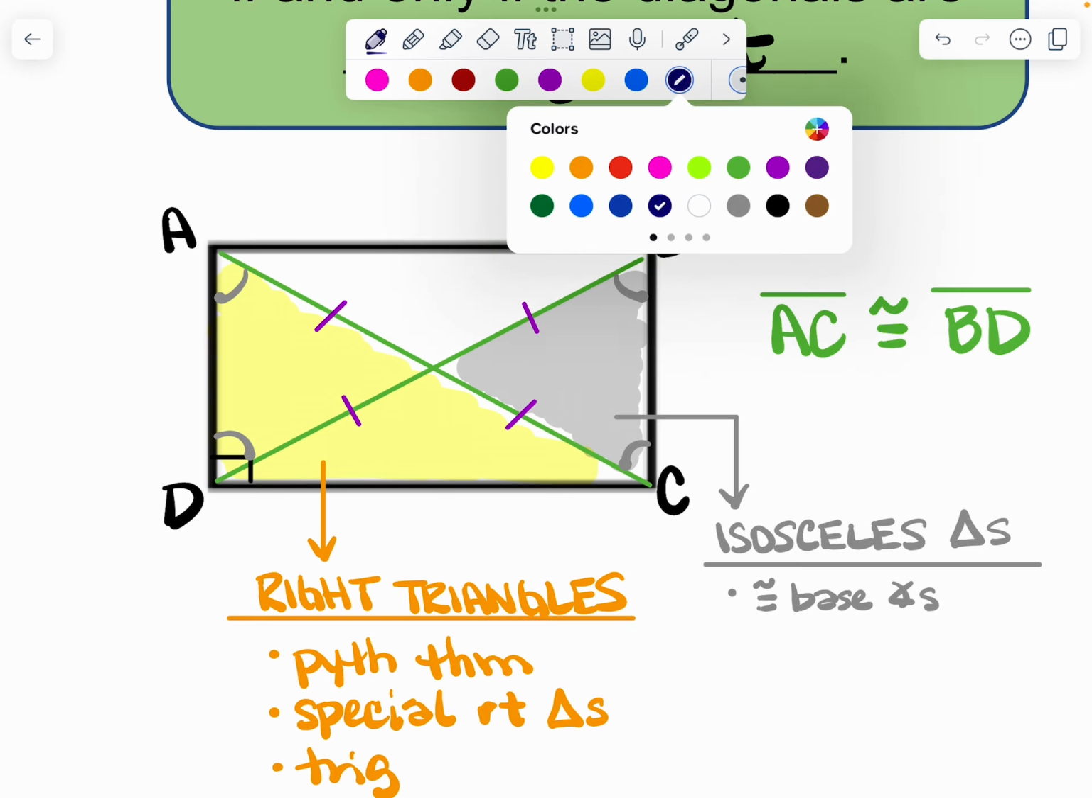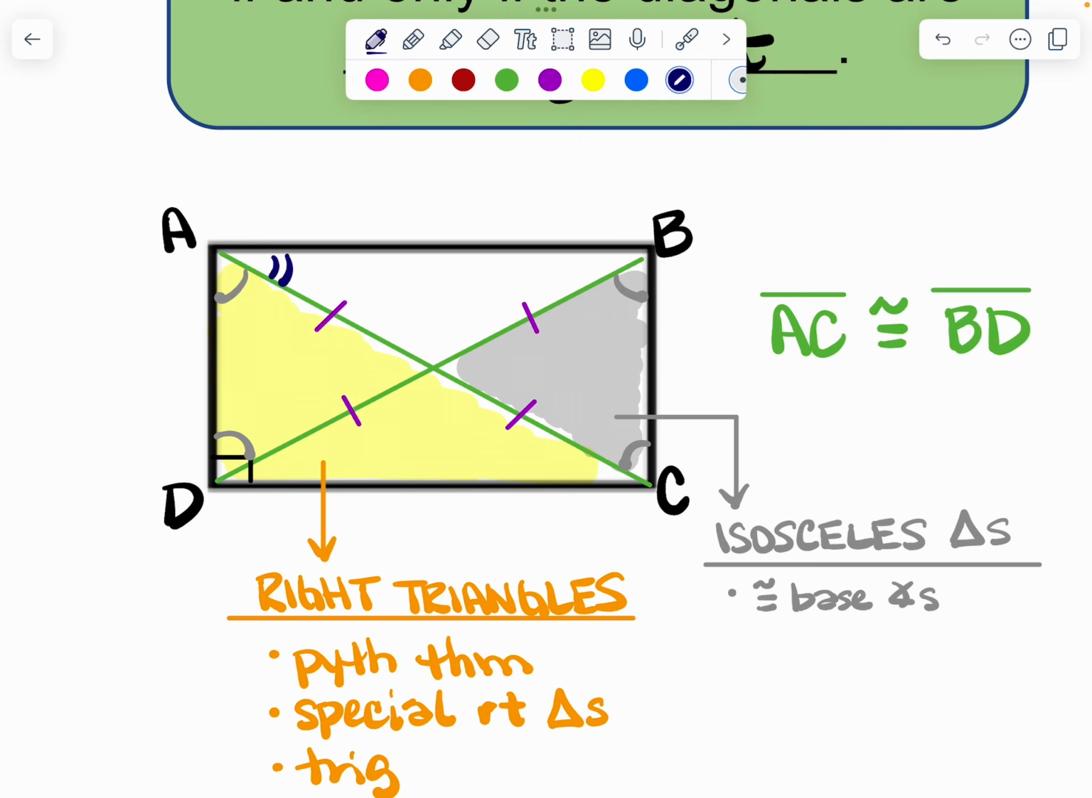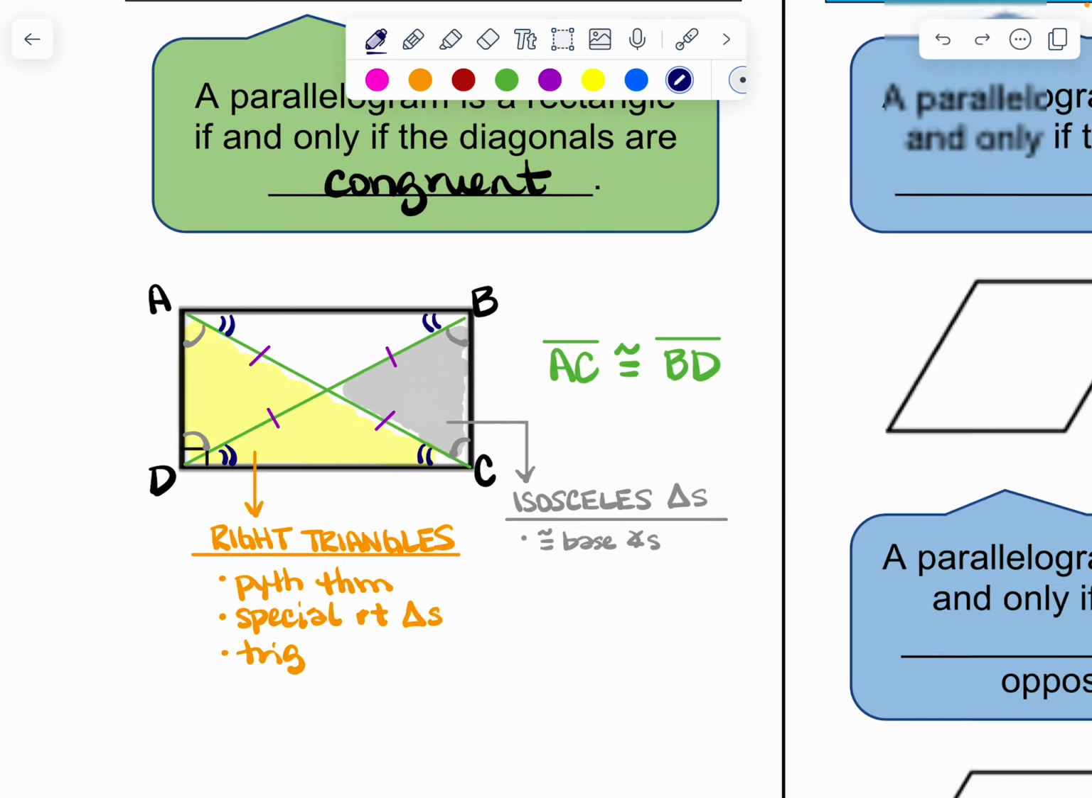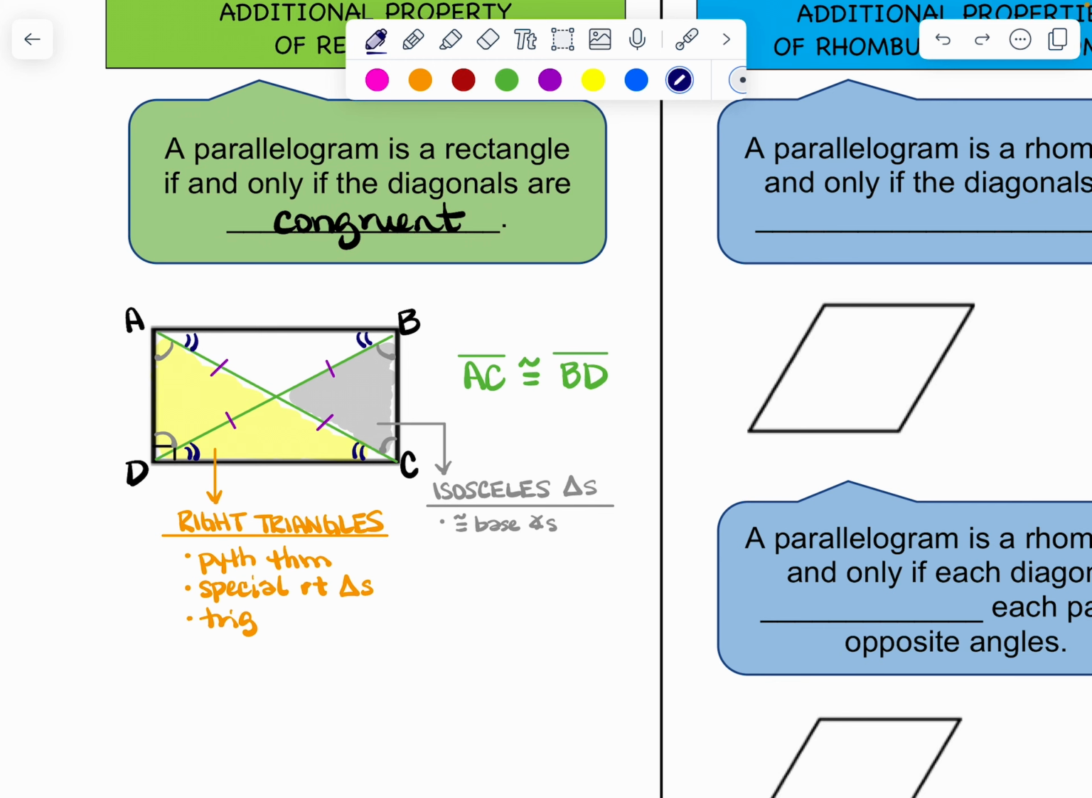All right, let's see how many different colors I can use here. Then that means this base angle is congruent to this one, and that's congruent to this one and this one. So I have four congruent base angles for the top and bottom isosceles triangles. And then, of course, I know these two non-congruent angles have to add up to 90. So there's so much going on inside of a rectangle that we have to keep all that in mind as we work with them, okay?